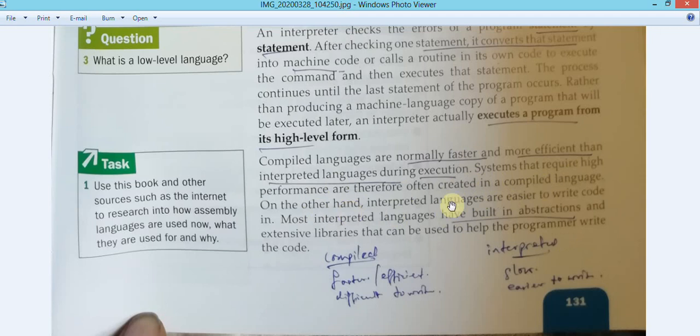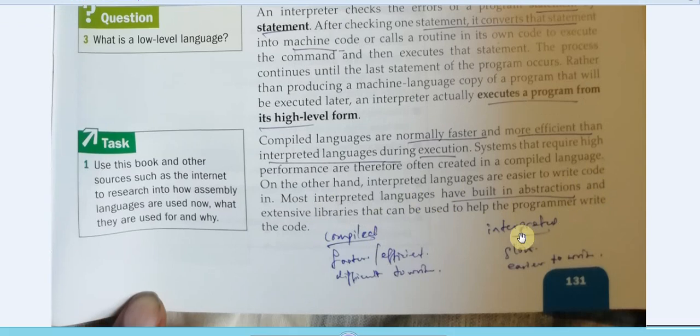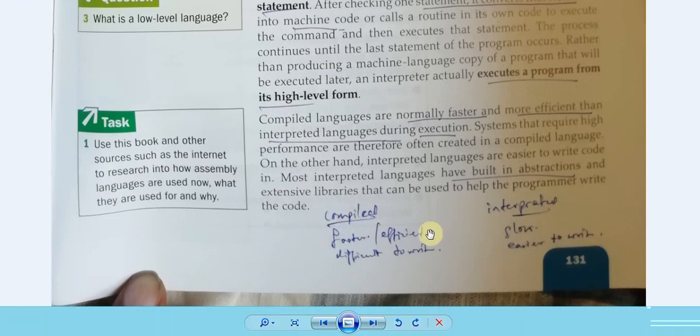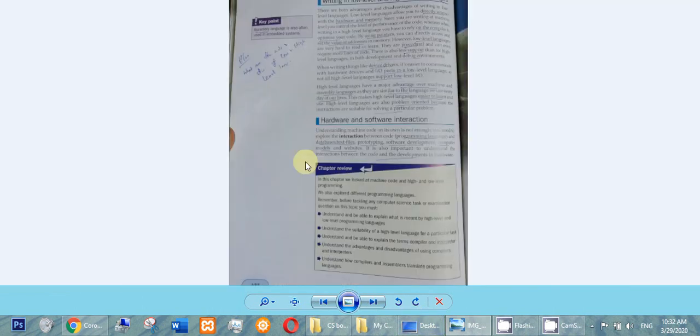On the other hand, interpreted languages are easy to write code. Most interpreted languages have built-in abstraction and extensive libraries that can be used to help the programmer write the code, such as Python. Python is much easier than a language like Java. Java is a compiled language, Python is an interpreted language. Compiled languages are faster, efficient in execution. Interpreted languages are slow. And compiled languages are difficult to write, whereas interpreted languages are much easier, right? Okay.